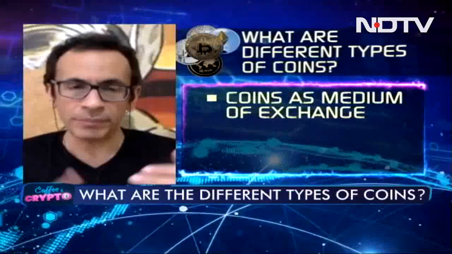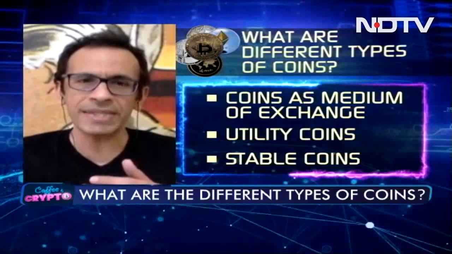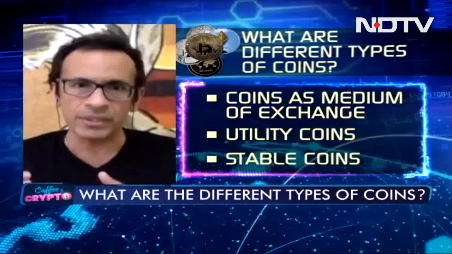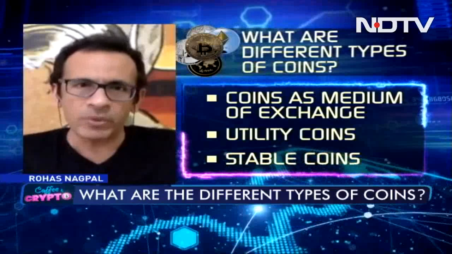One, what we call as the medium of exchange, something which you could use as money. So a Bitcoin or a Dogecoin could be an example of that. The second would be utility coins, which are going to fuel use cases. So something like an Ether, ETH comes into that. And the third type is a stable coin. Something which is pegged to a fiat currency like the dollar or the yen. So that's one thing that everyone must understand.